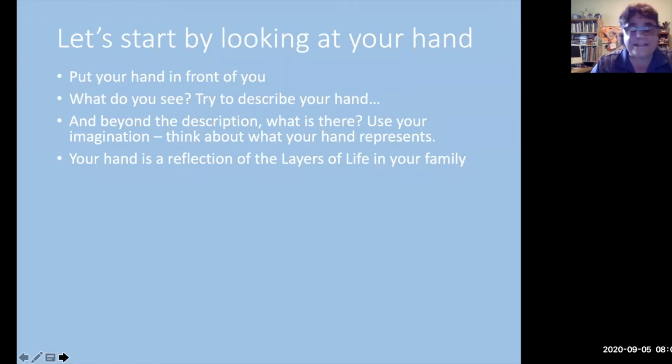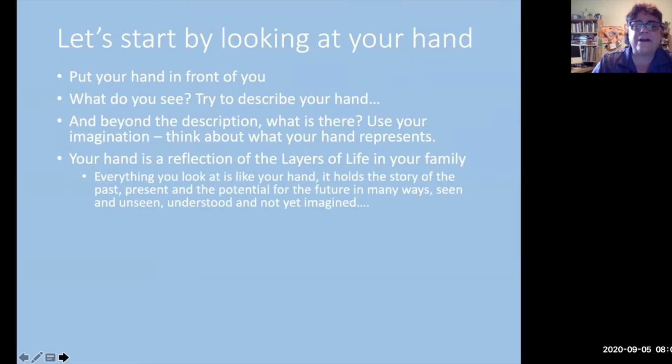Your hands actually tell a story, just like everything else that you ever look at, of the past, the present, and the potential for the future, in many, many ways, seen and unseen, understood and yet not even imagined. Your hand represents that potential for your life and the things that you're going to do. Imagine you holding your grandkids' hands, the hands that you share, the tools that you use, the flowers that you pick, and the things that you do. It's a really neat way to look at your hands as a layer of life.